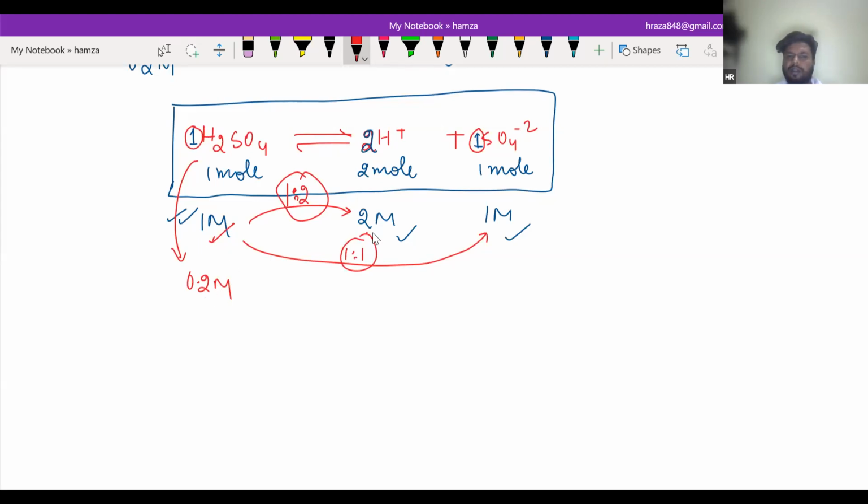Now see, if it is 1, then the molarity of H plus is 2. If it is 0.2, then the molarity will be 0.4 M. Why? Because it will be doubled according to the stoichiometric coefficient rule. Again, if it is 1, then it is also 1. So 0.2, it will be also 0.2. Please write. And if you still have any problem, please ask me.